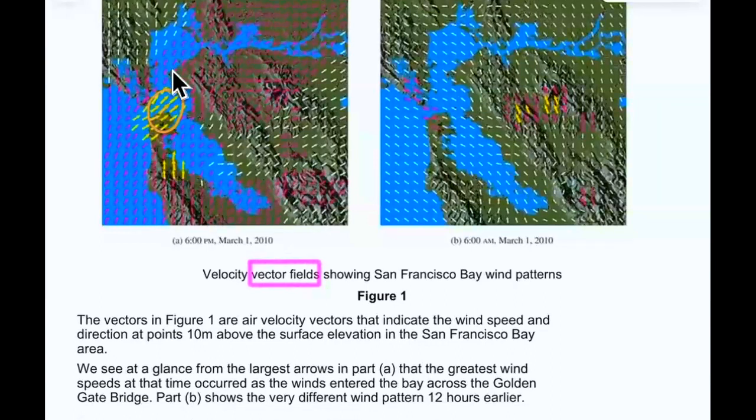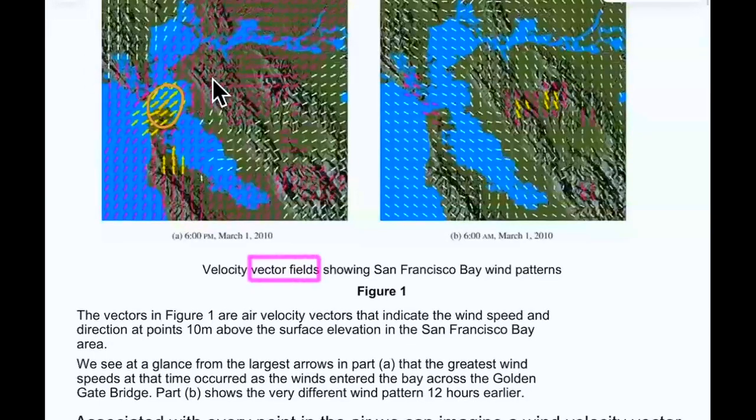Now we see that over here, the largest arrow is the one that I actually circled over here. This one here indicates the greatest wind speed because this arrow is the longest among all of these, which is going to happen as the wind enters the bay across the Golden Gate Bridge.